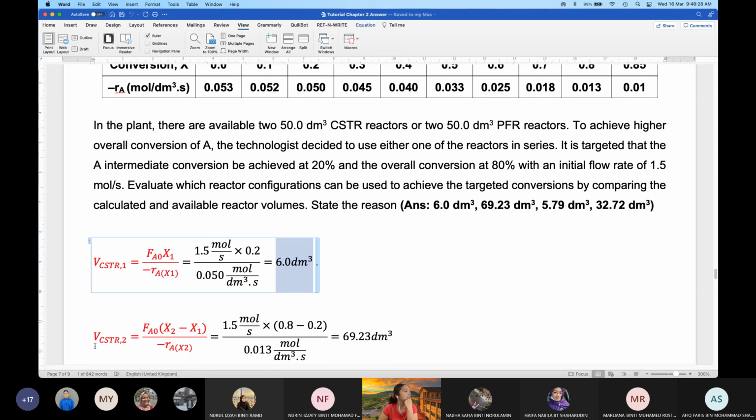For the second reactor, we calculate for the second CSTR, because the CSTR reactors are connected in series. So the volume of the second reactor, V_CSTR2, is equal to FA0. Now the equation has changed, you have to remember this part. Usually students won't make mistakes in the first reactor, but they tend to make mistakes in the second reactor because they forget that for the second reactor, the volume equals FA0 times, in the bracket, X2 minus X1.